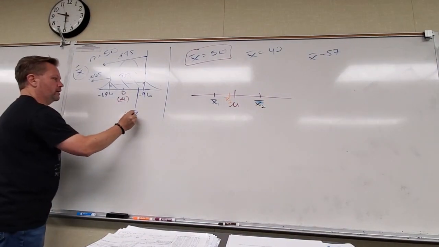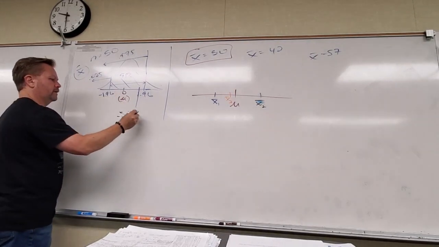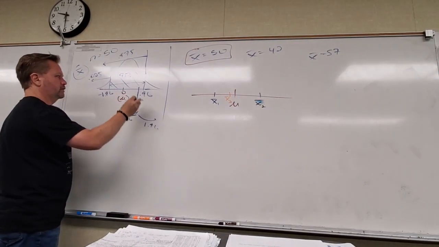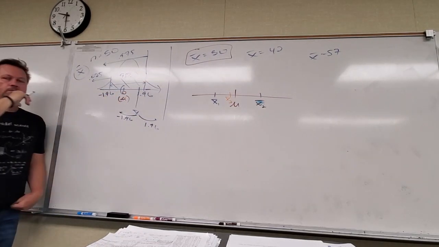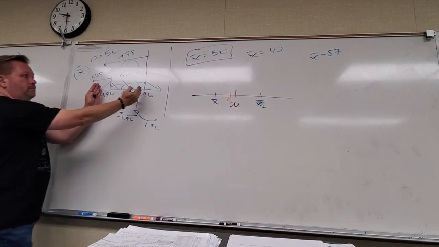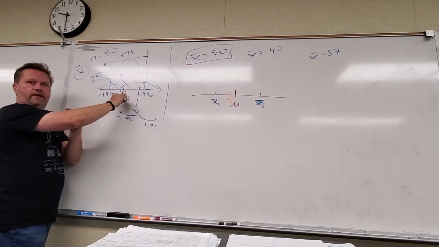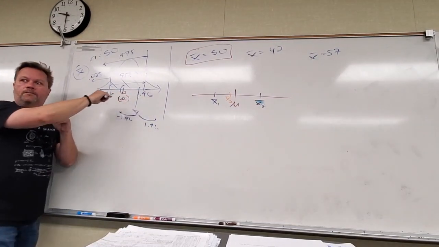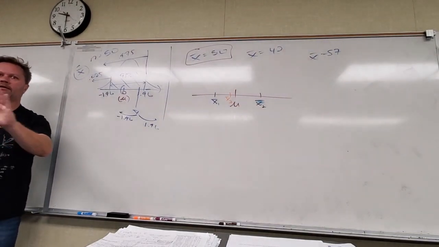If I go down 1.96 standard deviations and up 1.96 standard deviations, in this case, do I catch the real mean? Yes, because I'm within here. So that X bar is less than 1.96 standard deviations away, correct? This is all weird stuff, but I want you to get it.